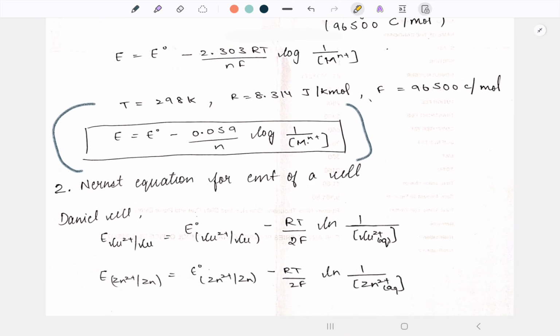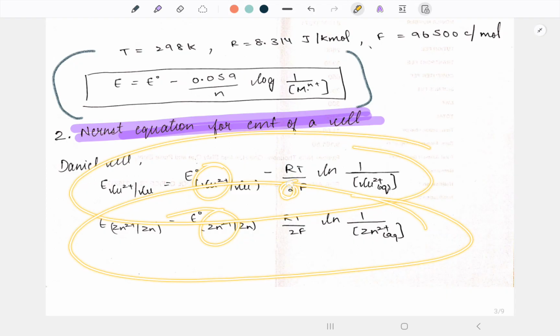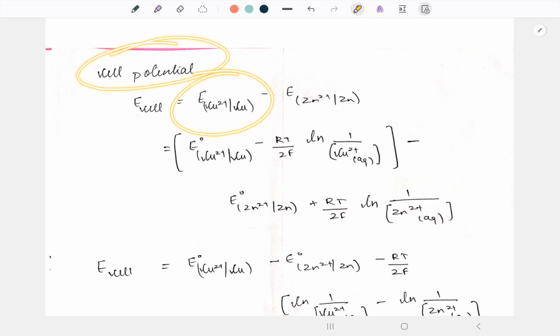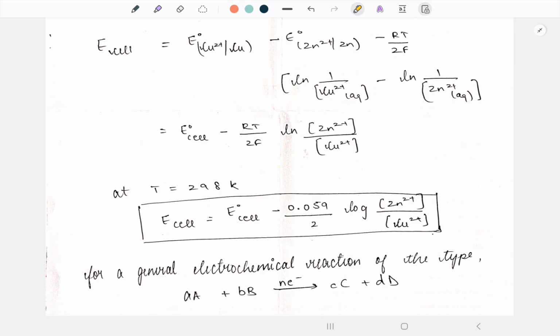Next we'll study the Nernst equation for EMF of a cell. We have completed the Nernst equation for electrode potential. Now the Nernst equation for EMF of the cell. Let us take the Daniell cell. We know the Daniell cell has copper and zinc. These are the two respective equations and 2 electrons are involved, and therefore in the place of n we take 2. For finding the cell potential, we'll subtract the anode from the cathode. So we'll write the equations and take the terms which are common, and finally we'll get the equation to be E0 minus RT by 2F ln [Zn2+] by [Cu2+]. These are the concentrations of the ions.